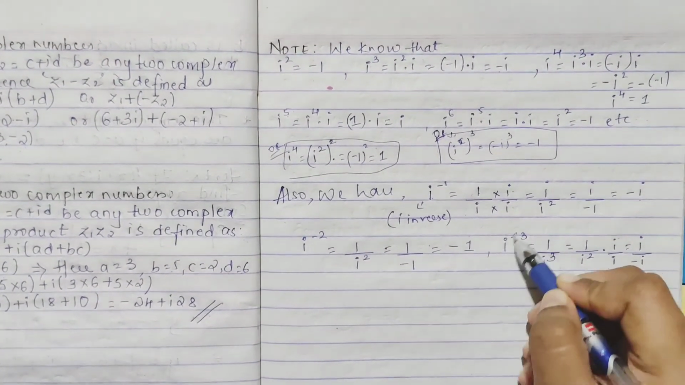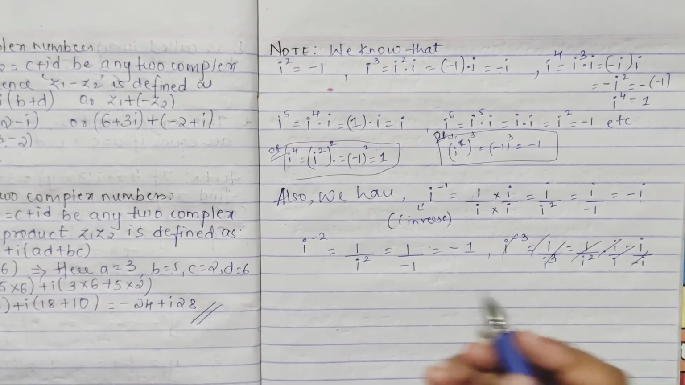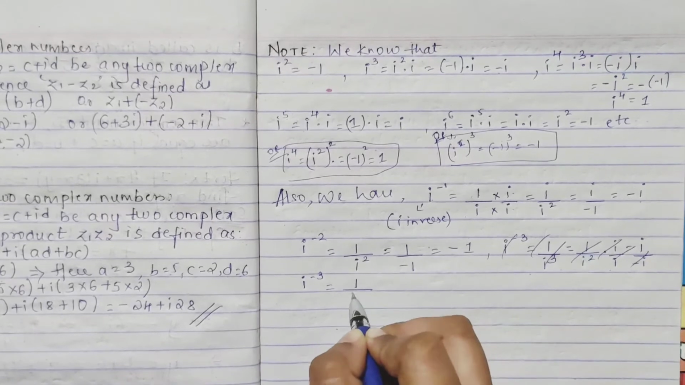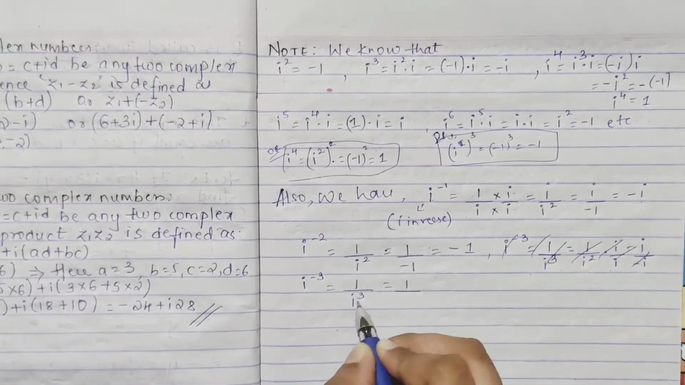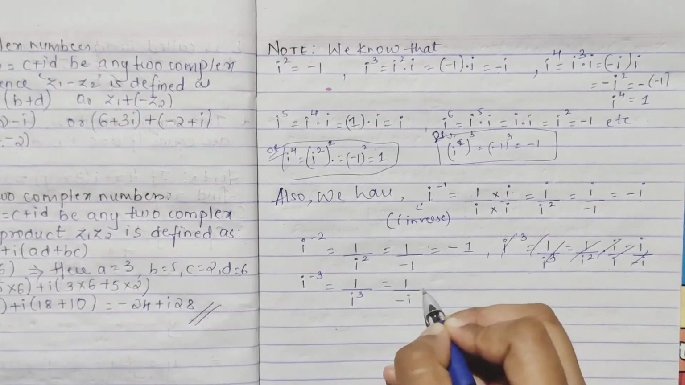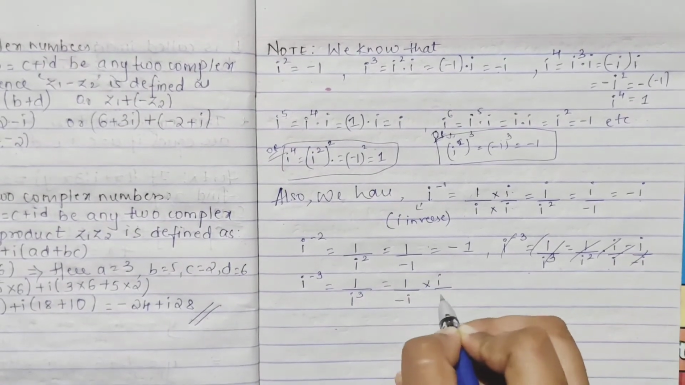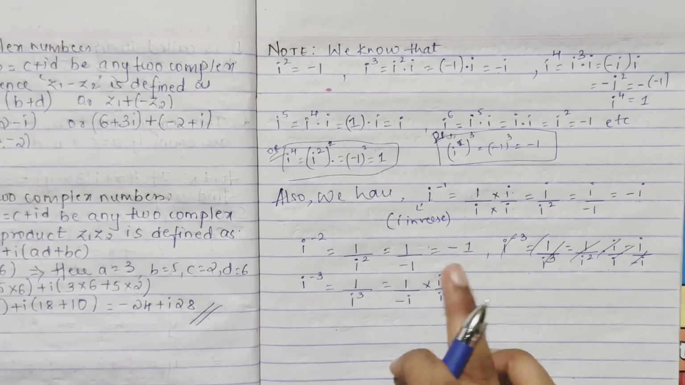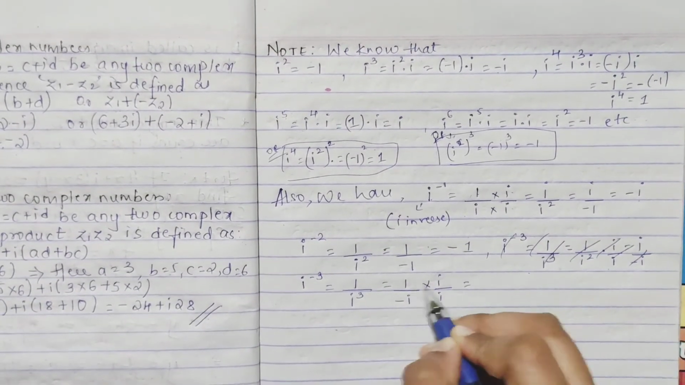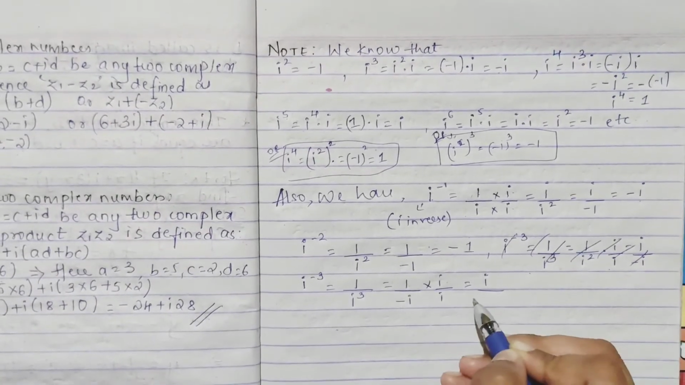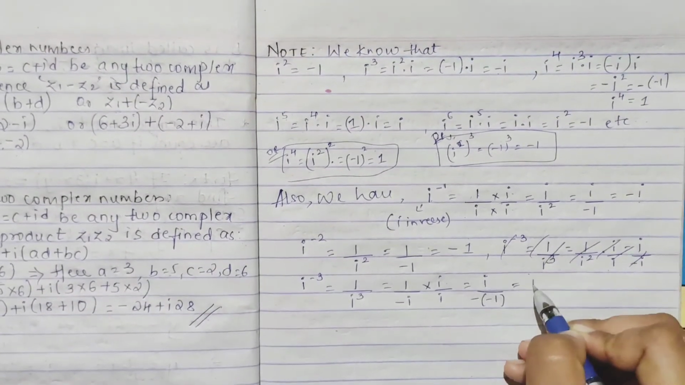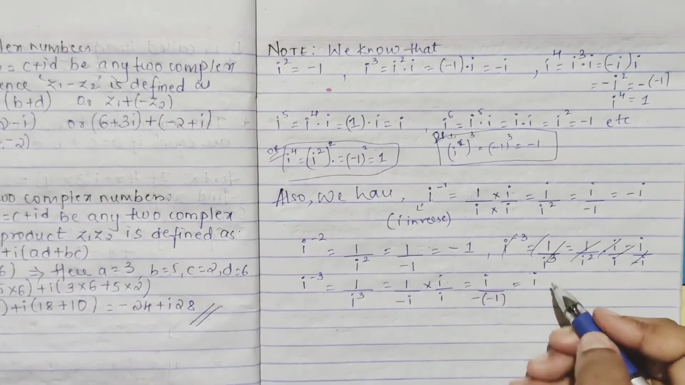Instead of splitting this directly I can write it shorter. See, i raised to minus 3 is 1 by i cube, and I know i cube is minus i, so again multiplying by i. For odd numbers do it like this: multiply numerator and denominator by i, so you get i, with a minus sign, in the numerator. In the denominator, i into i is i square, which is minus 1, so minus into minus is plus, and you get i.